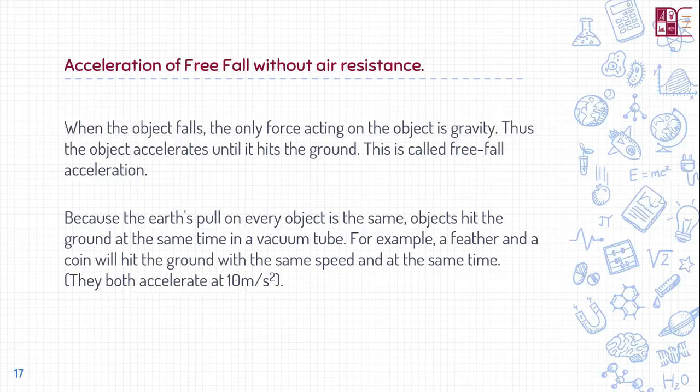And since the earth's pull on every object is the same, any object, regardless of its weight, let's say you take a feather, a coin, and a hammer, they all have different weights. But since there is no air resistance, as you're carrying out this experiment in a vacuum tube, there is a uniform gravitational field on every object, and all these objects would hit the ground at the same time with the same speed. All the objects will accelerate at 10 meters per second squared, which is the gravitational pull.